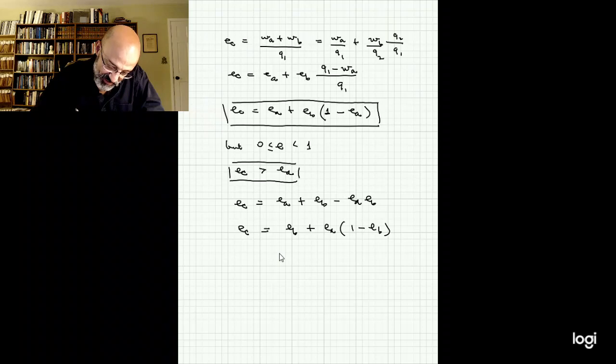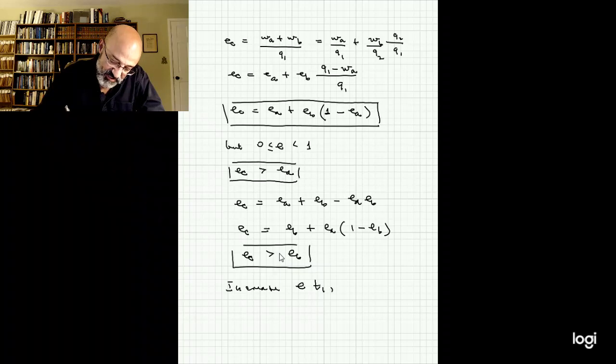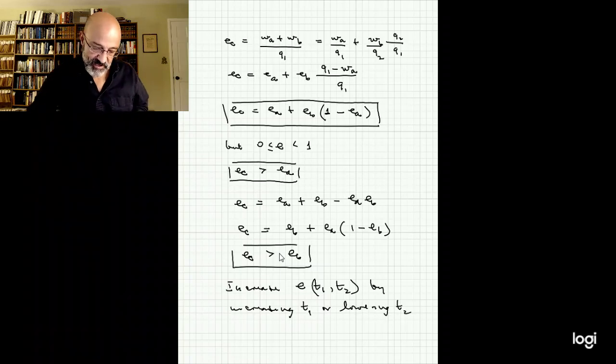There we go. So what this means is that EC is bigger than EB, which means that you can increase efficiency by increasing the hot temperature or lowering the bottom one. Okay, very nice.